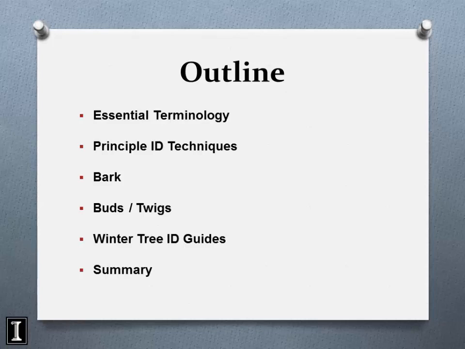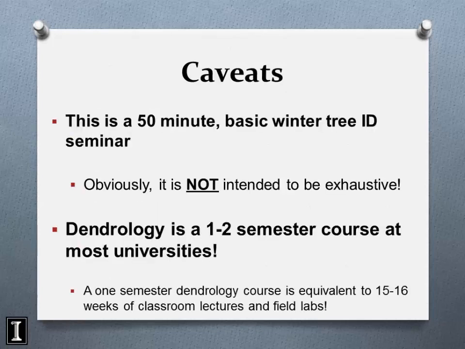So principal ID techniques, obviously we're going to talk about bark. It's in the title. We're going to talk about buds and twigs. You can't talk about one without the other. We're also going to discuss some of these winter tree ID guides, what I think are some of the best, and they're really affordable. I'm going to save that for the end because that's part of my kicker. Some of these books are $3 and they are outstanding, awesome tree ID books. And then we'll wrap it up with a brief summary.